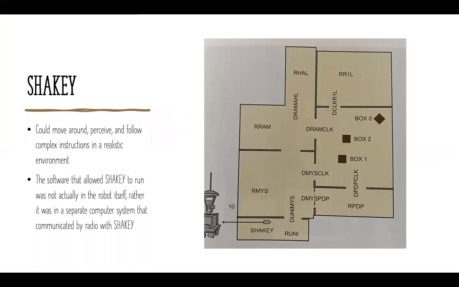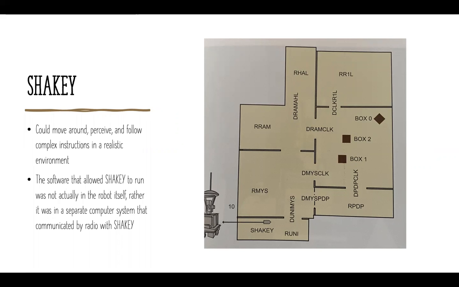This robot was the first of its kind that could move around, perceive, follow instructions, and implement complex instructions in a realistic environment. The programs built into Shaky permitted it to plan ahead and learn how to perform tasks better.